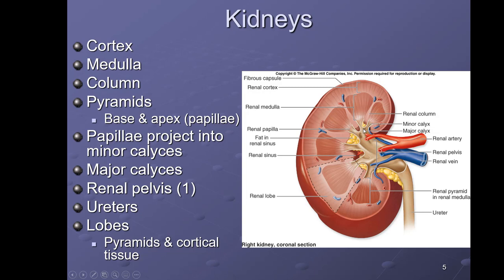Then those calyces merge to form a major calyx, which is just a little bit bigger. And then all the major calyces merge into this big area here called the renal pelvis. There's only one renal pelvis per kidney. After that, the urine is going to flow into the ureters, which carry it to the urinary bladder. So when urine is formed at the renal papillae or apex, it goes to a minor calyx, major calyx, renal pelvis, and then ureter.